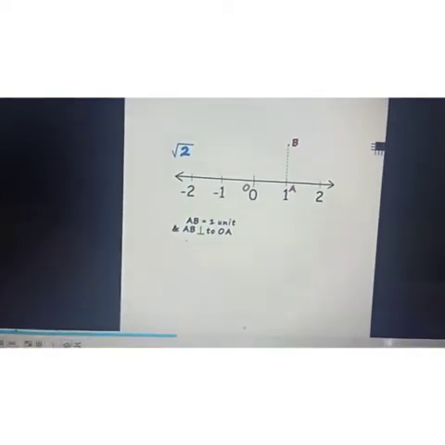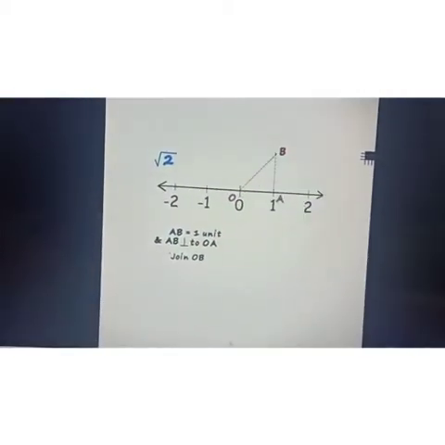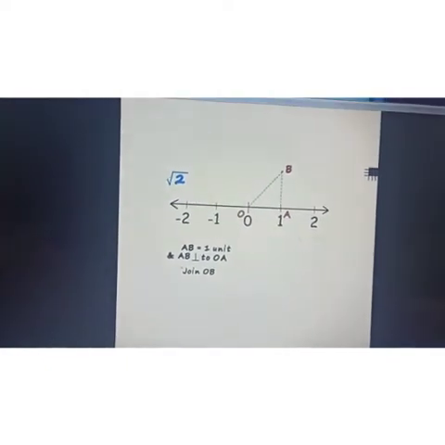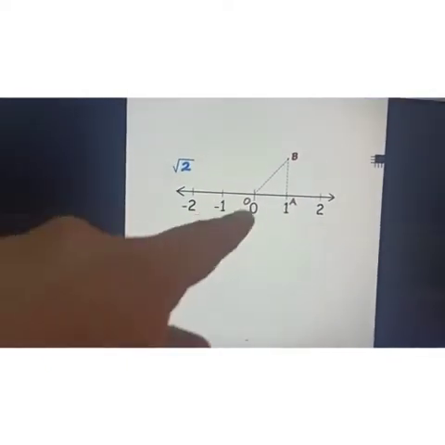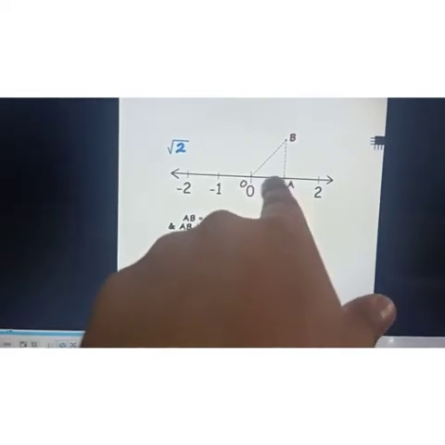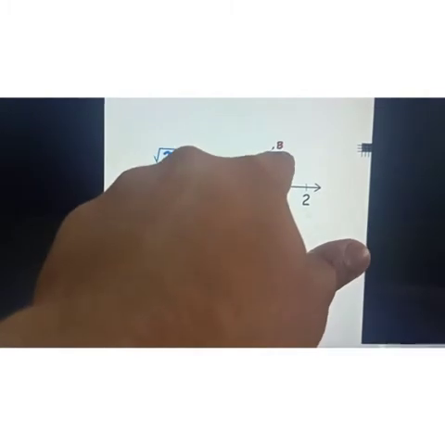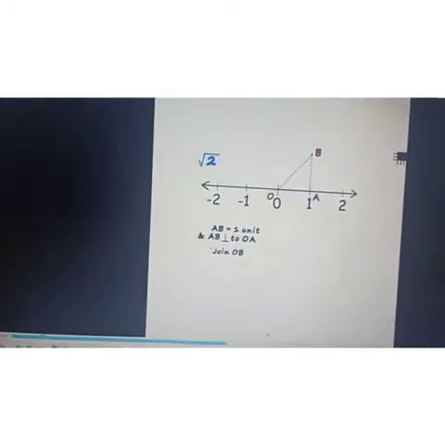Now you have to join OB. This is OB. This is our third step. So what are our 3 steps? First, start from the point O, mark 1 unit from O and name it point A. Second, draw the perpendicular of 1 unit and name it point B. Third, join OB. These are very simple 3 steps.